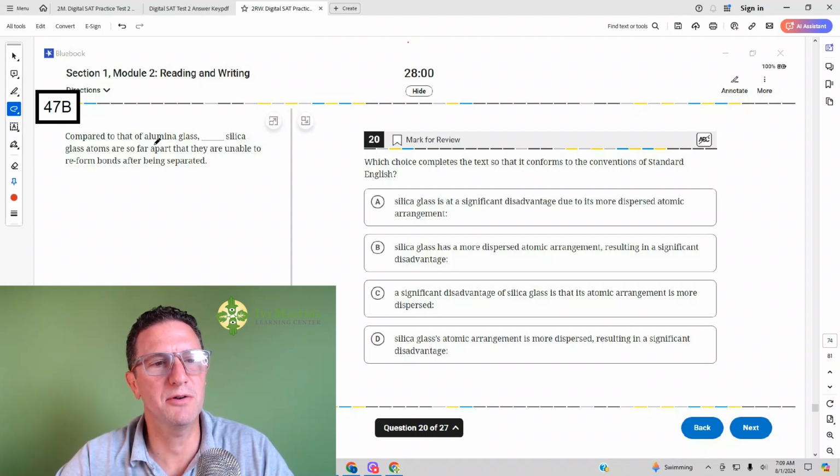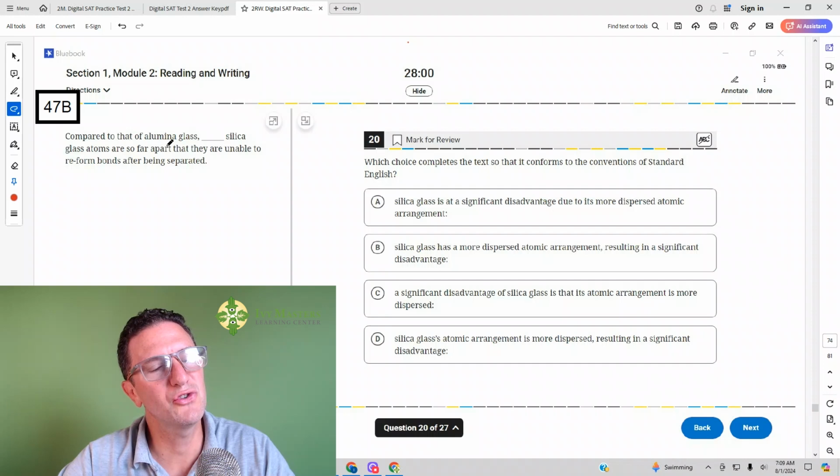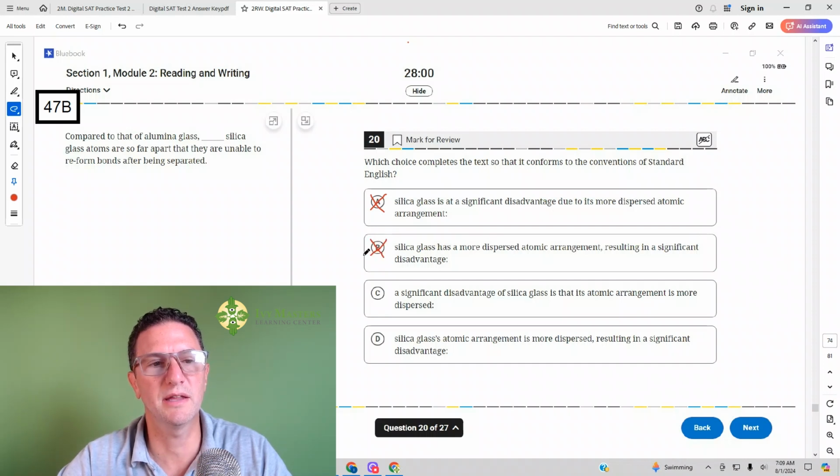When it says compared to that of aluminum glass, it's not saying compared to aluminum glass. Now, if it said compared to aluminum glass, then it would be silica glass, A or B. But since it says compared to that of aluminum glass, it's got to be some property that belongs to aluminum glass and not the aluminum glass itself, so you can't compare that to silica glass. Answer choice C.